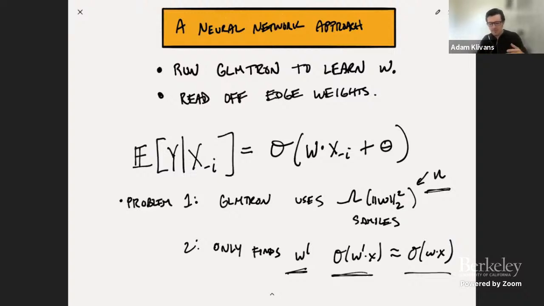But I think this is another nice example of why it's important to study even very simple neural networks. Even learning a neural network with one activation can do very sophisticated things. It can get you algorithms for doing structure learning for all undirected graphical models.